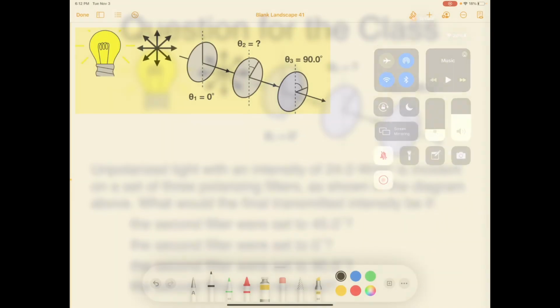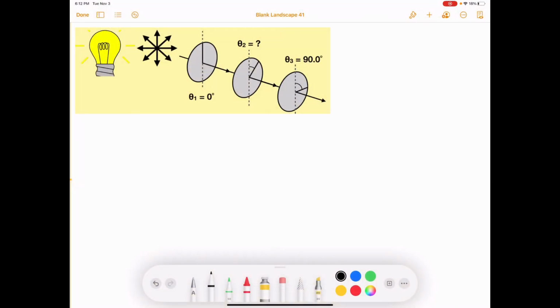Okay, so to work this out, we're going to come up with a general formula for the final transmitted intensity, and then we can just use that for all 3, or actually all 4 questions that I asked, okay? So first, we have unpolarized light, let's call the intensity I0, going through a filter. And after it goes through that first filter, the light is now polarized along the axis of the first filter, and it has some new intensity, which I'll call I1.